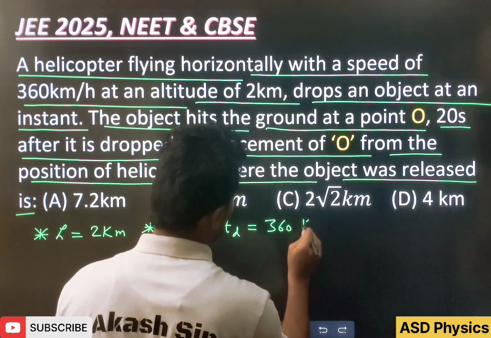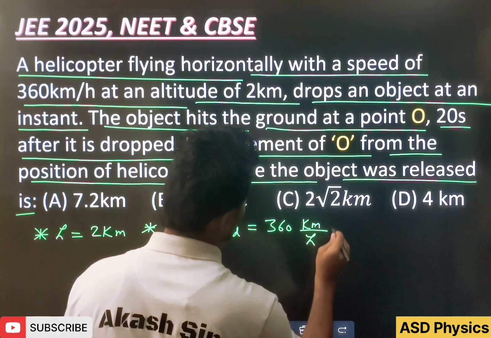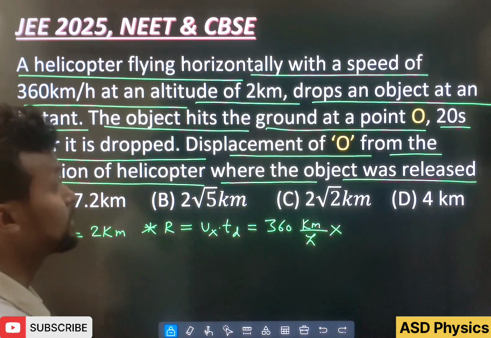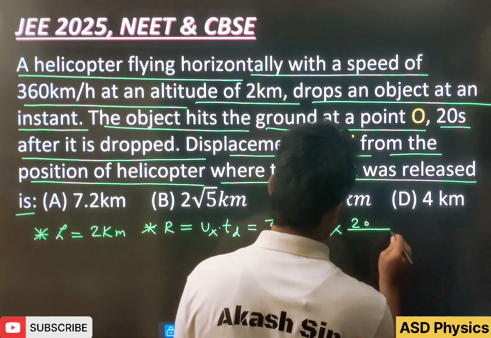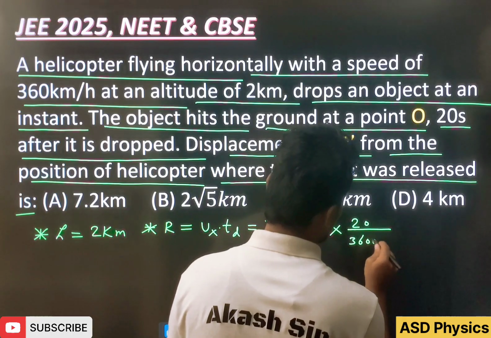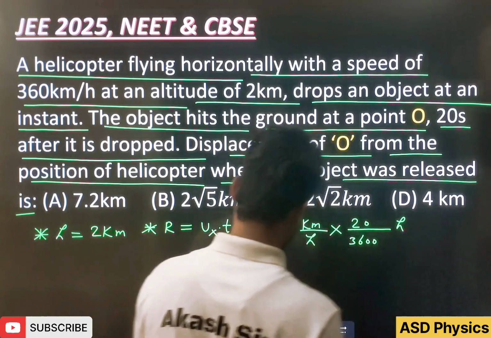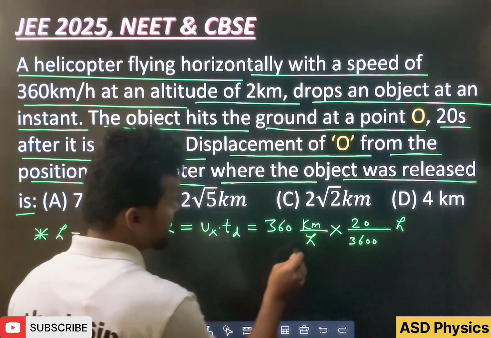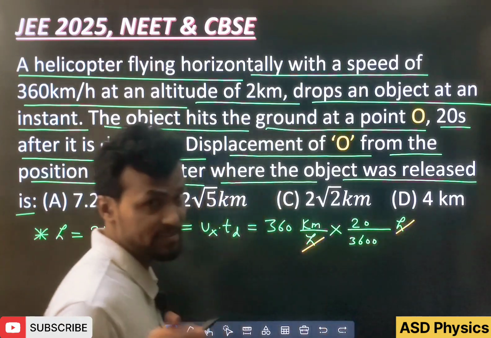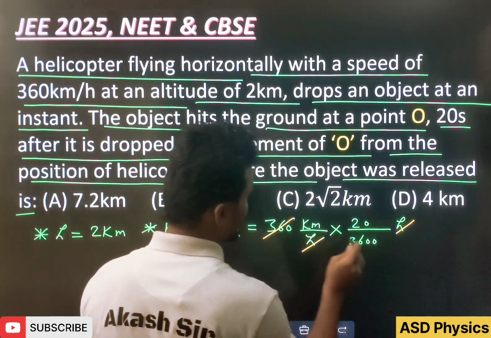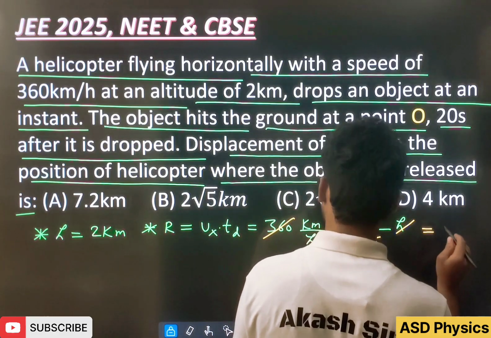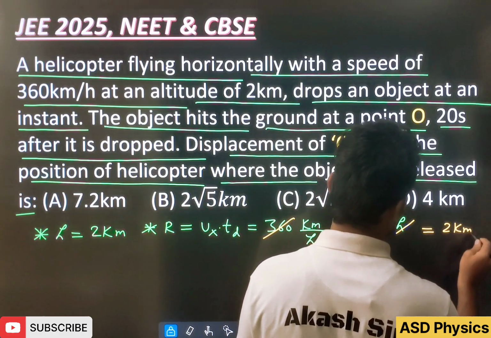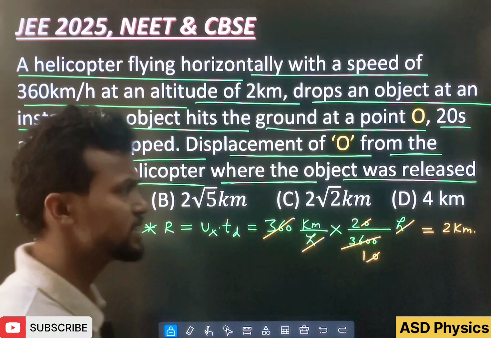360 kilometer per hour. Make sure to convert kilometer per hour into time. How much time is given here? 20 seconds. We have to convert into hours, that means 3600, and here it will become hours. Now see, this hour is cancelled, and 10 times, then 0 also cancelled. So how much is coming here? This will be 2 kilometer. Height also 2 kilometer, range also 2 kilometer.